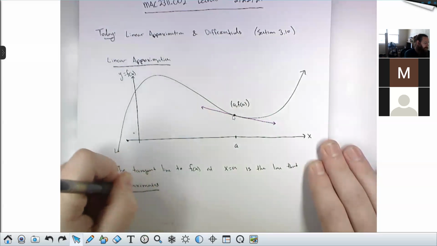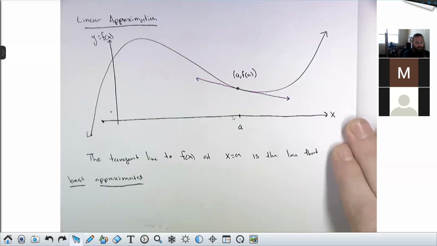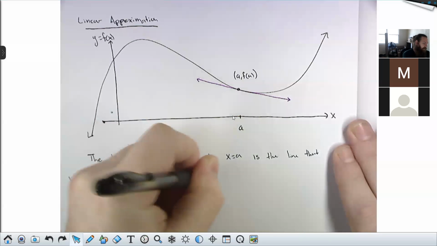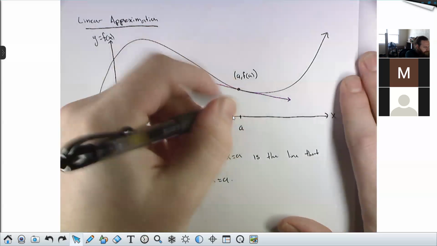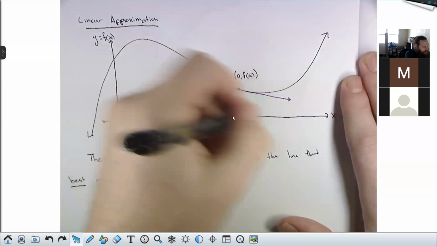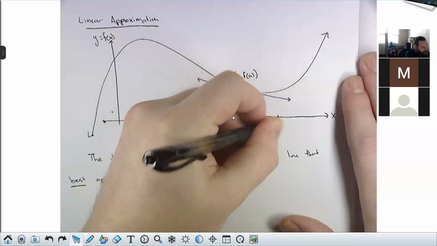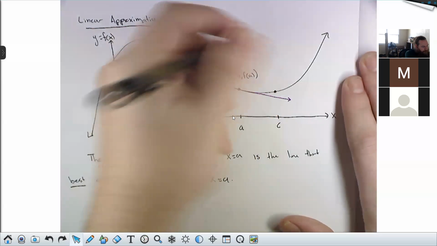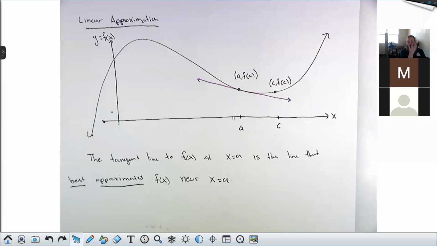And I'll come back and talk about what exactly I mean by best approximates. Best approximates f of x near x equals a. What I mean by that is, if you take some other nearby point, let me call this B over here. Why not? How about C? Then up here on the graph is the point C comma f of C. That's the point on the graph of the function f of x.